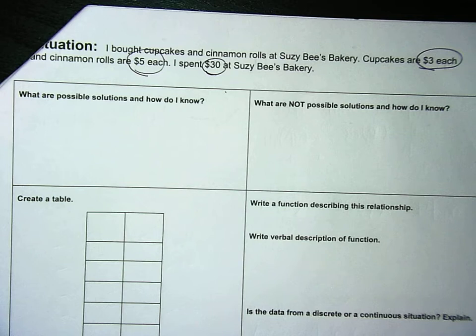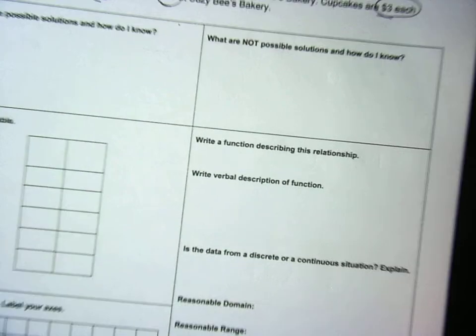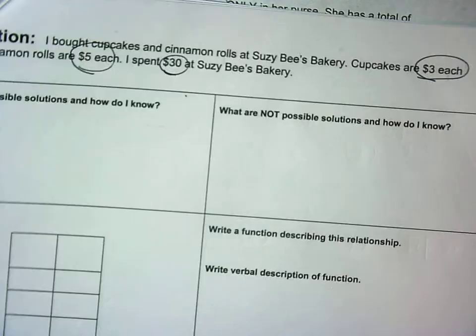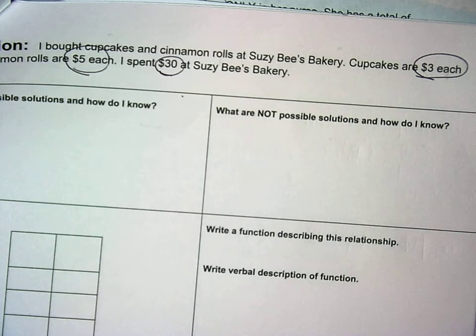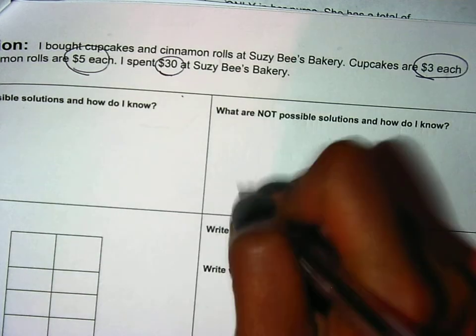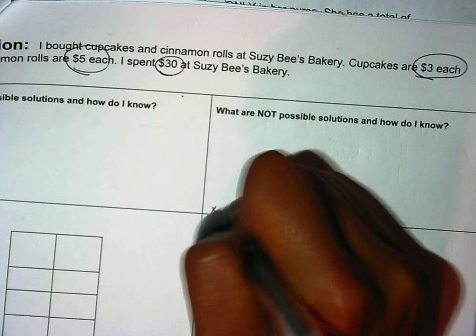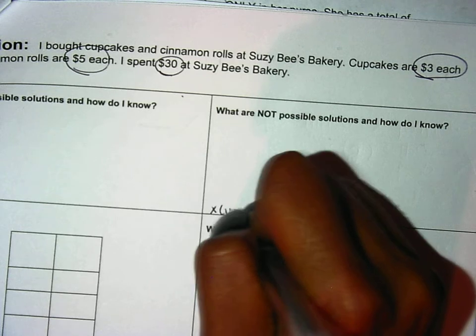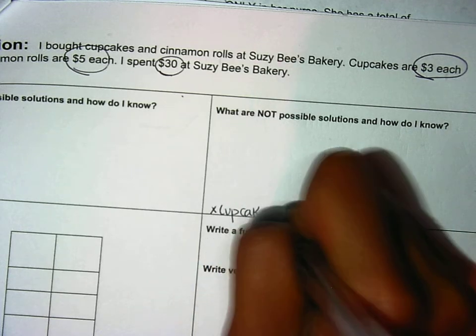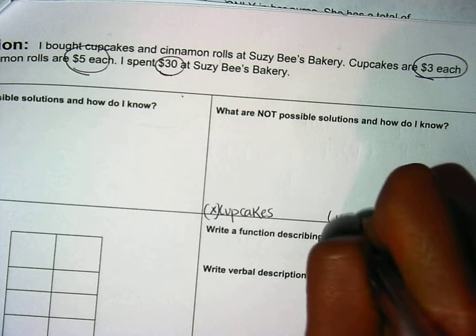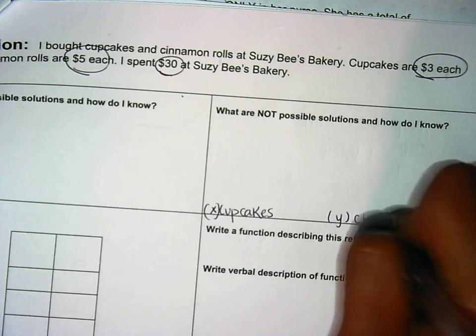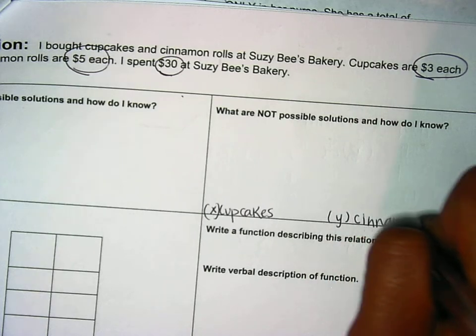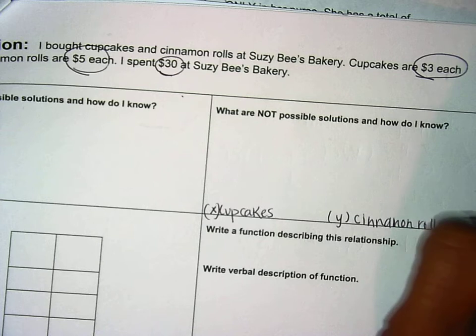Before I can talk about solutions and answers to the problem, I have to figure out what the problem is. So, we are actually going to start with the function here. This is the easy part. We're going to just make an equation based on what they're telling us. So, real quick, I'm just going to write that X stands for cupcakes and Y is going to stand for cinnamon rolls. Can't spell it.